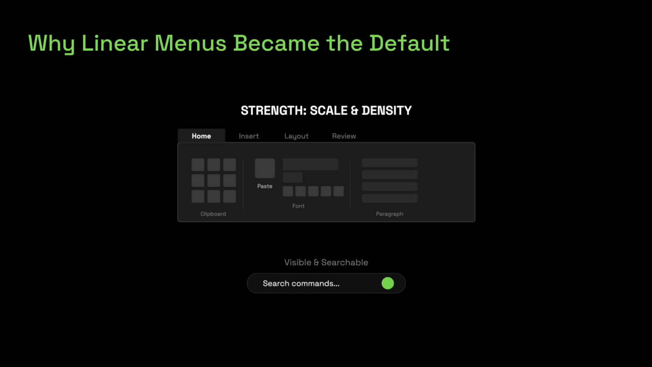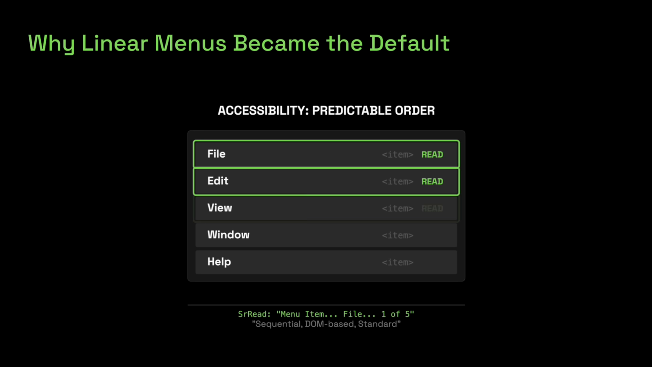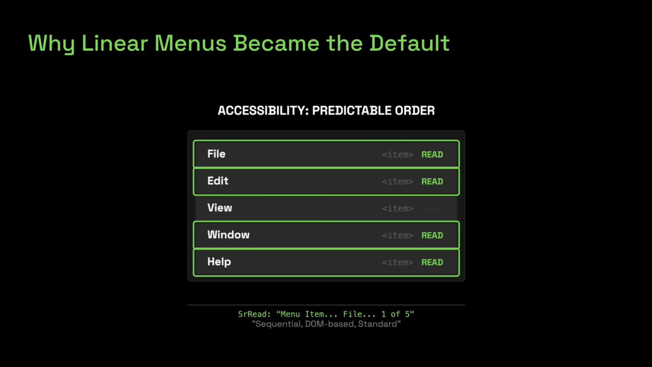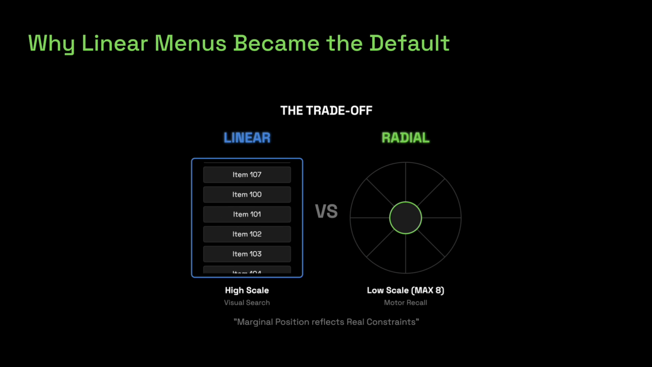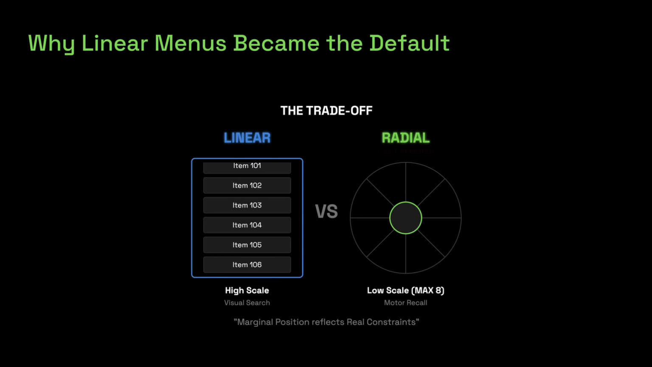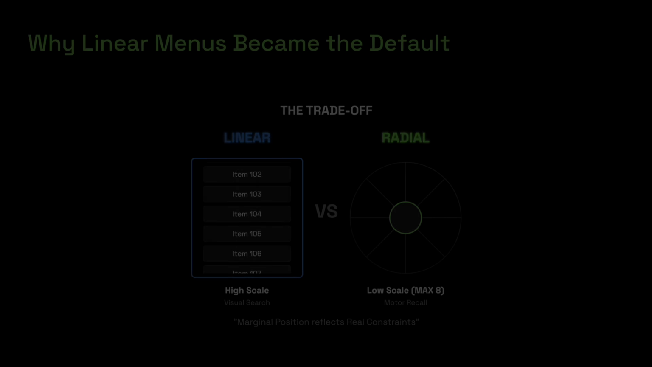Linear menus also offer genuine strengths. They scale well to large numbers of commands. They support dense text, searching, and predictable reading order. They integrate cleanly with screen readers and accessibility tooling. The ribbon, as we saw in the previous video, exists because Word and Excel expose hundreds of commands that must remain visible and searchable. Radial menus, by contrast, trade scale and exhaustiveness for speed and motor memory. Their marginal position reflects real constraints, not a simple failure of imagination.